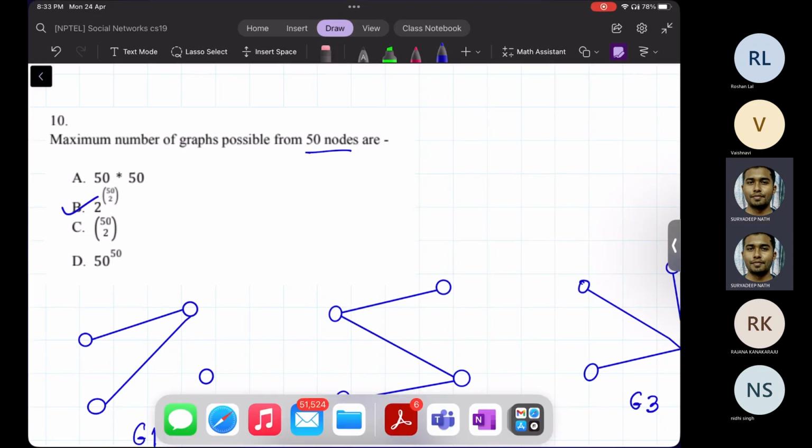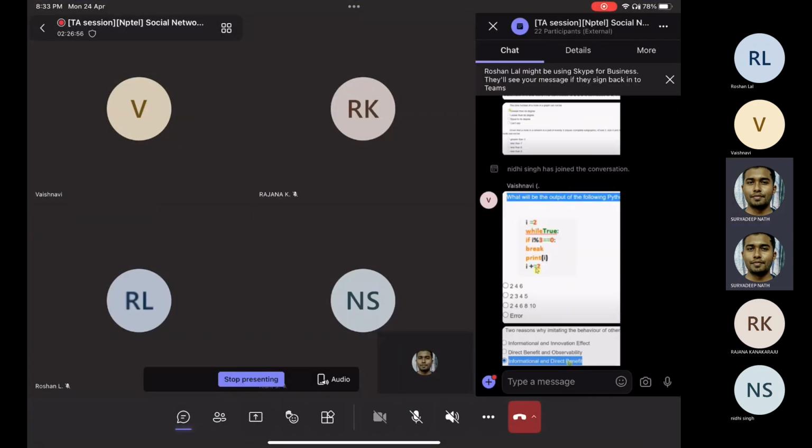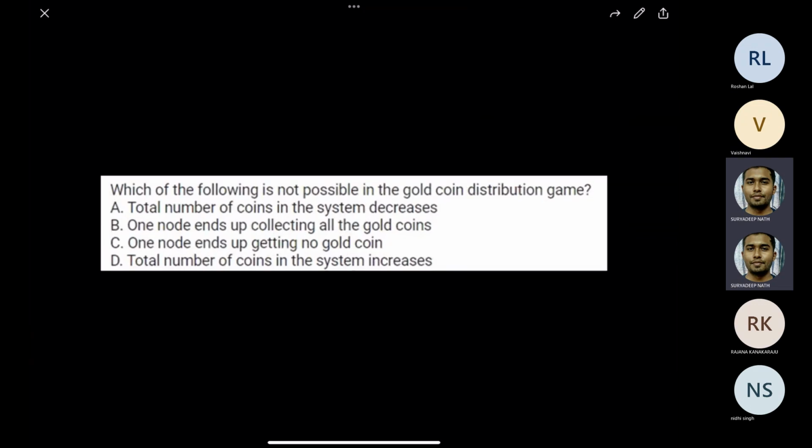Okay, so coming to the next one. Which of the following is not possible in the gold coin distribution game? Total number of coins in the system decrease. One node ends up collecting all the gold coins. One node ends up getting no gold coin. Total number of coins in the system increase. Which of the following is not possible? So A and D are not possible. So the total number of coins in the system will remain the same. So neither increases nor decreases. And B and C can happen. Okay, sir. Got it.